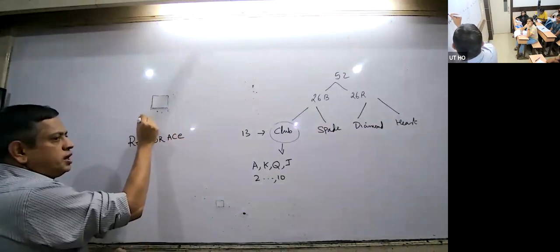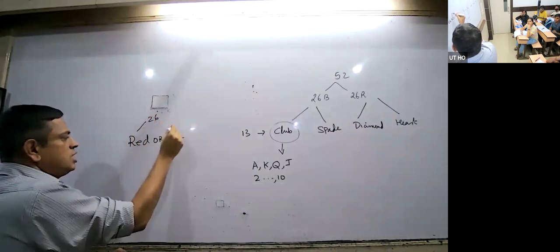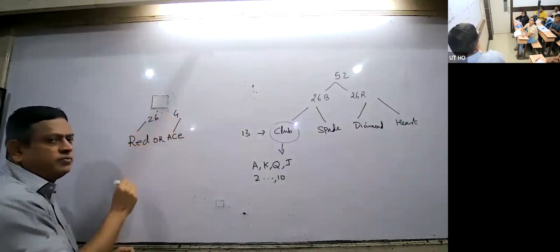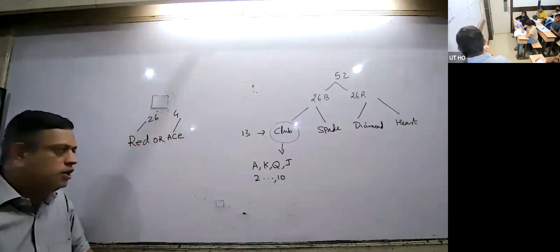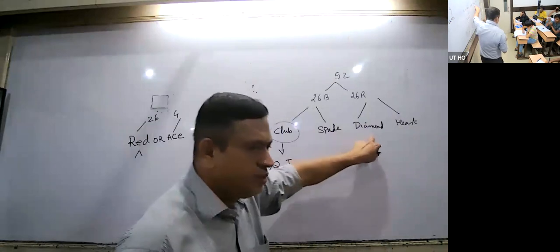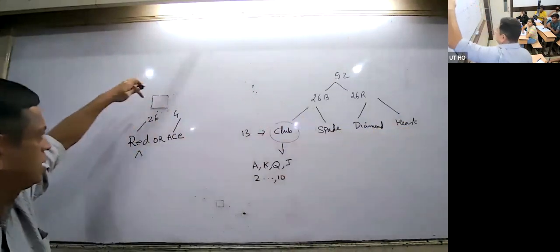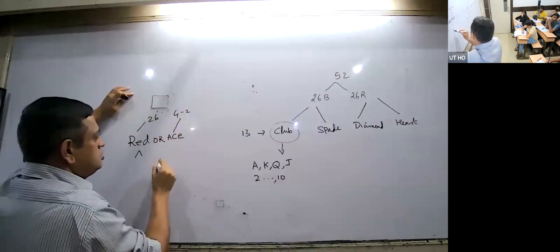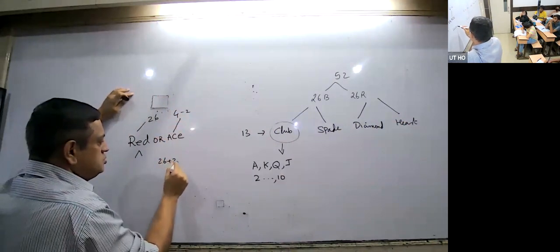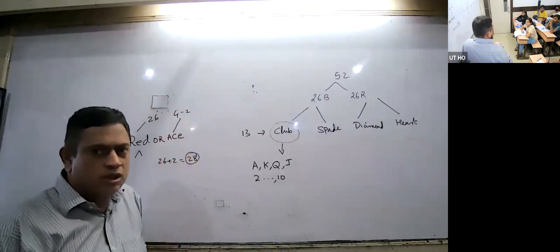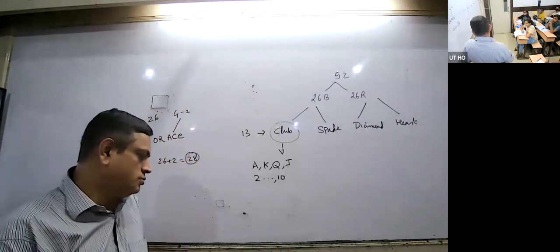Red, how many cards are there? 26. Aces, how many cards are there? 4. Out of these, 2 of them are common. The two aces here are the diamond ace and this one. So that is already counted in the red, which means we have to subtract. What is left out? 26 plus 2 is 28. Have all of you followed now? Yes, sir.